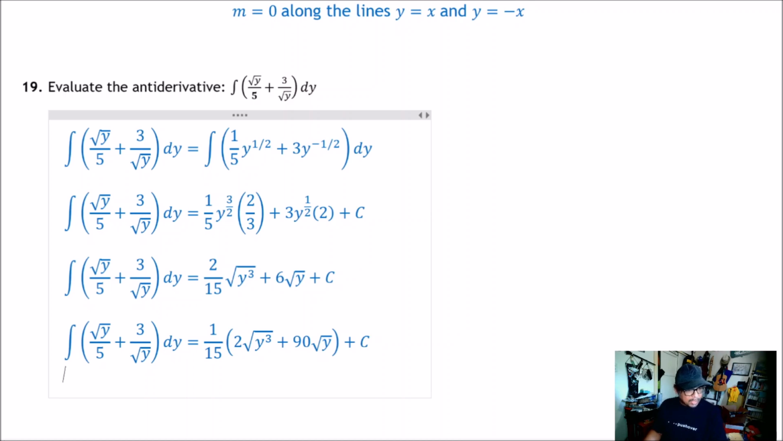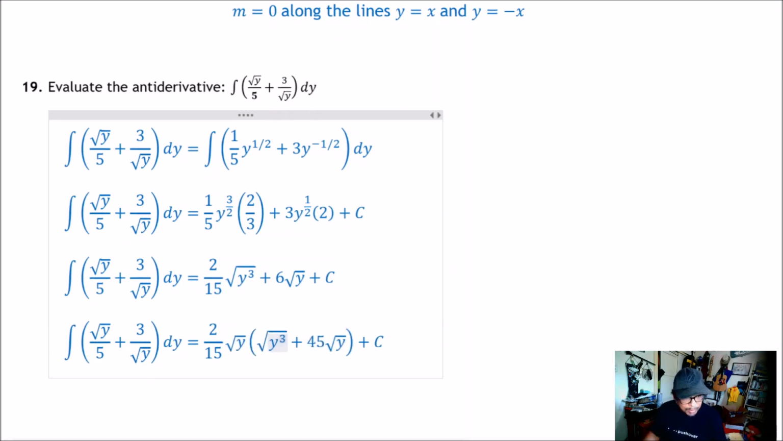Looks like I can factor out a 2 as well. Let's factor out a 2. This first term, that 2 divided by 2 is 1, so we don't need that 2 anymore. 90 divided by 2 is 45, so that's good. They also have a common factor of the square root of y. So let's factor out a square root y.